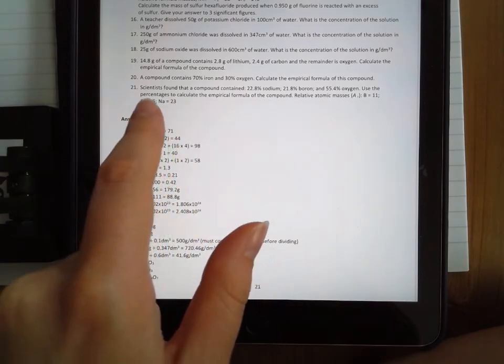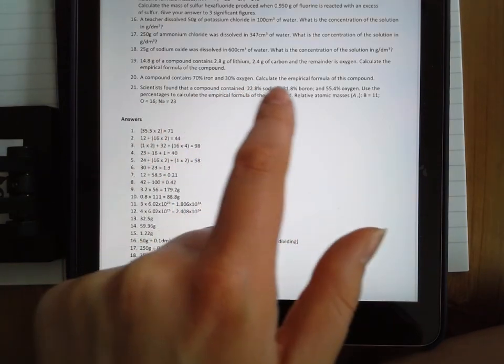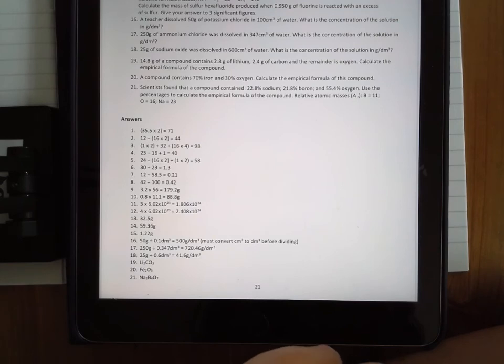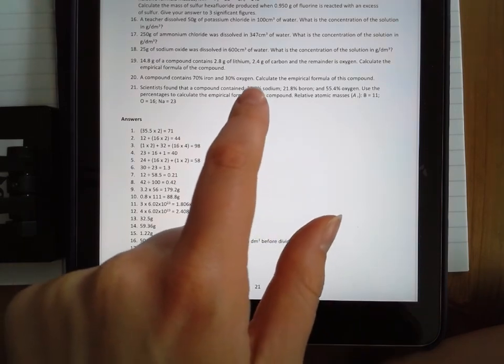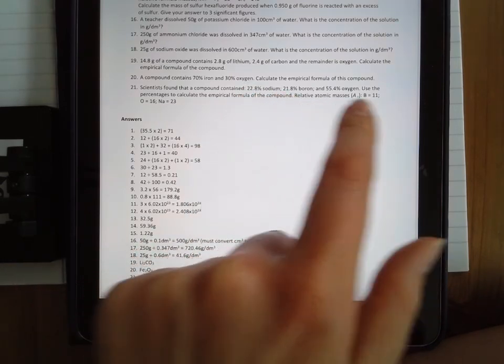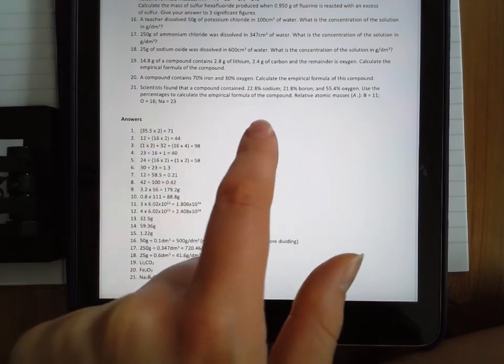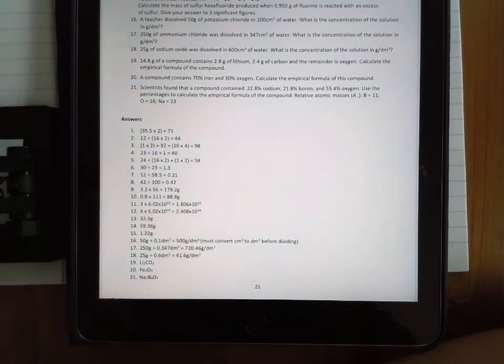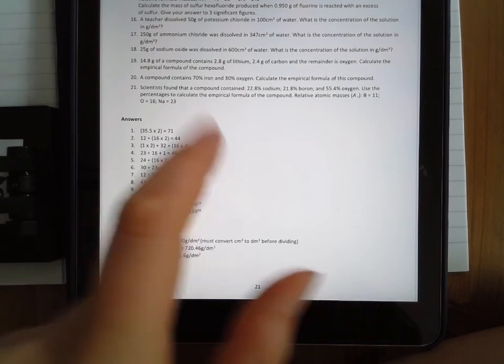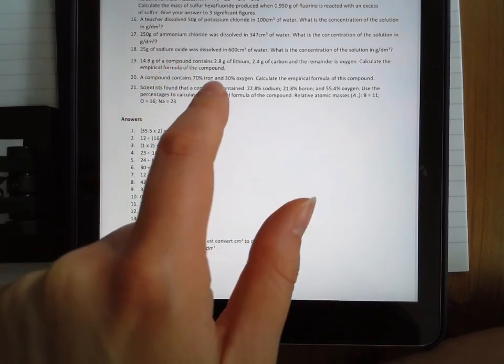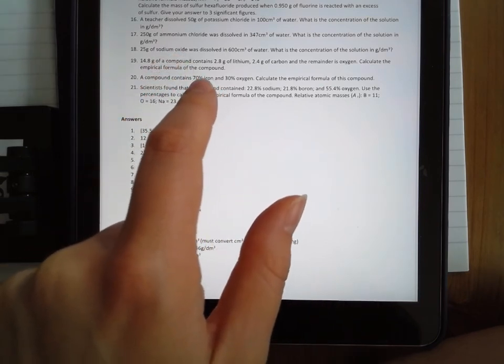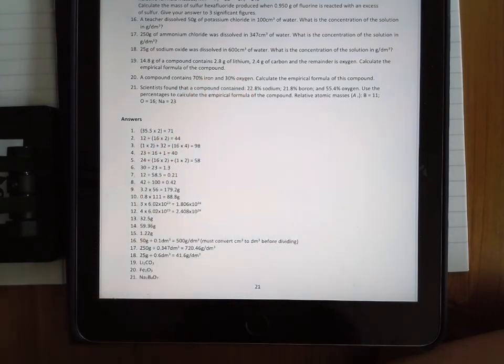Okay, in 21, it's the same idea. You're given percentages instead of grams. Okay, but you'll do your percentage divided by the formula mass, and I have given you the formula masses here, to find moles, then simplify that ratio. Okay, so again, for 20, I haven't given you the formula mass, but iron is 56, oxygen is 16. So use those numbers to work them out.